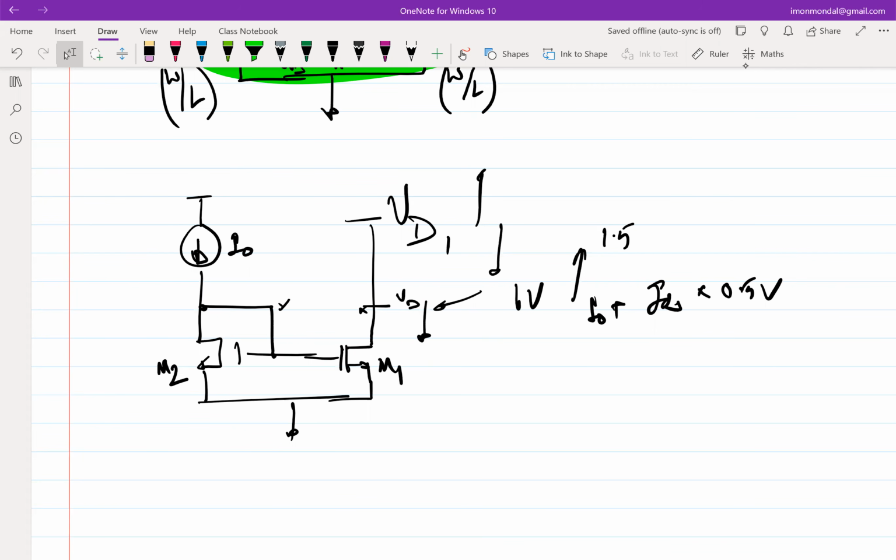Just applying the formula, I0 is half mu Cox W by L, VGS square into 1 plus lambda VDS. And lambda VDS is basically VD1. The VD1 that I'm getting is 0. Oh, that's not possible. Yeah, I'm getting 0. So 1 plus lambda VDS is equal to 1, so it cancels out and I'm getting VDS as 0.